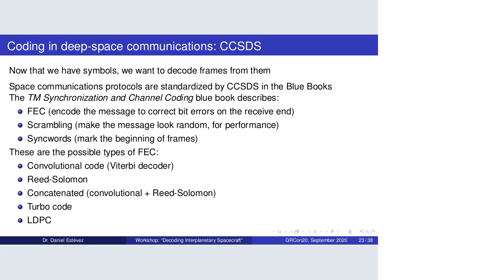So if you search online for CCSDS blue books, you will see there are a number of documents describing the standards. One of the most important for this talk is the TM synchronization and channel coding blue book. This describes a number of things we are interested in. The error correction, so these are algorithms used to encode the message so that the receiver can detect and correct bit errors. The scrambling, this is used to make the transmitted message look random, but this isn't used for encryption or obscurity or anything like that. It is done for performance.